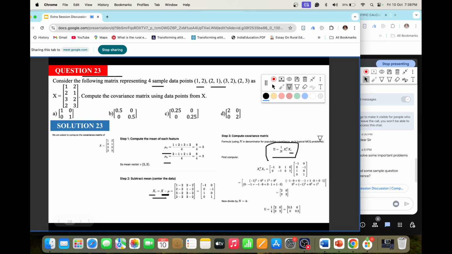Once you center the data, you get XC, and XC transpose is nothing but the transpose of the XC matrix, and then 1 by n. By this you can compute your covariance matrix. Again, a very important question, so please go through this.